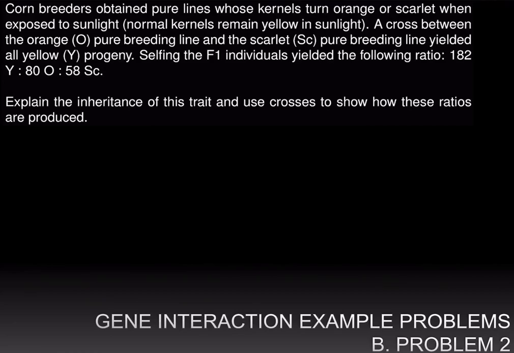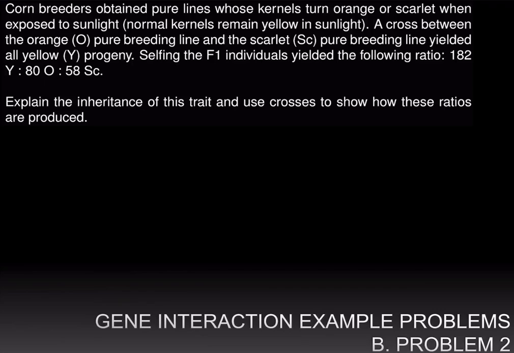Problem 2 states, corn breeders obtain pure lines whose kernels turn orange or scarlet when exposed to sunlight. Normal kernels remain yellow in sunlight. A cross between the orange pure breeding line and the scarlet pure breeding line yielded all yellow progeny. Selfing the F1 individuals yielded the following ratio: 182 yellow to 80 orange to 58 scarlet. Explain the inheritance of this trait and use crosses to show how these ratios are produced.